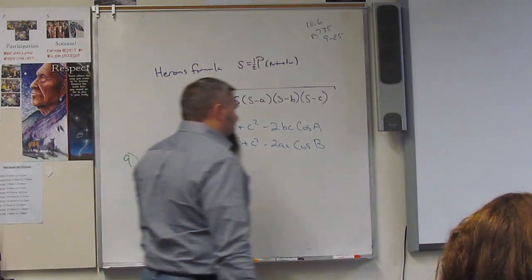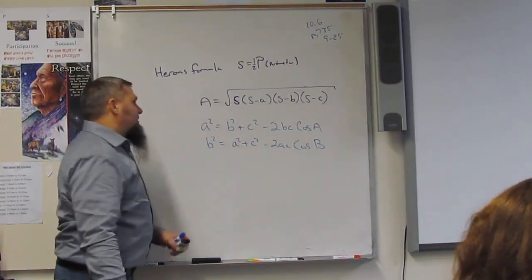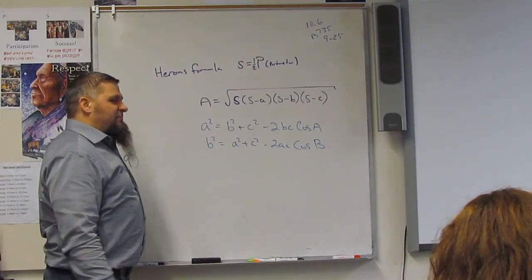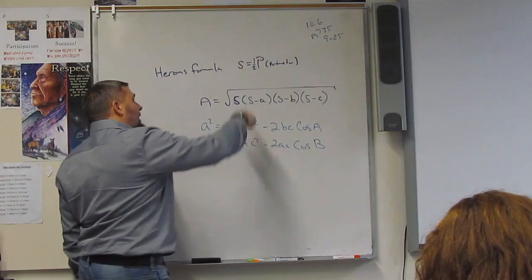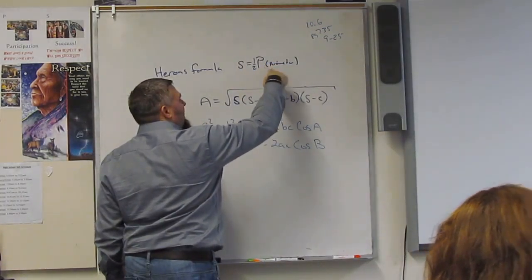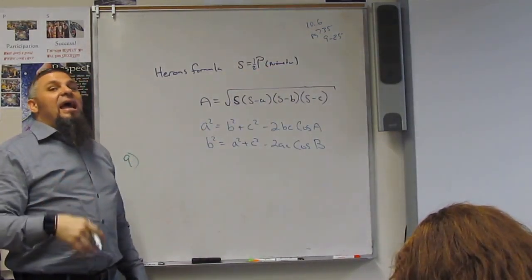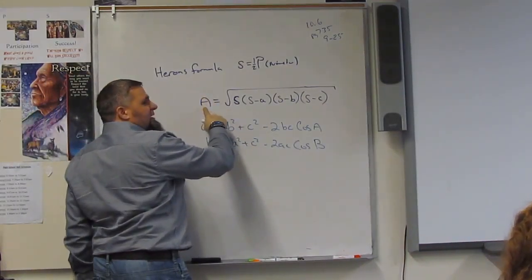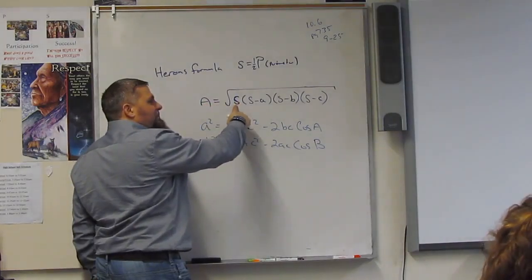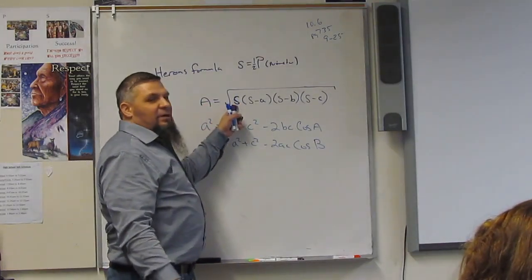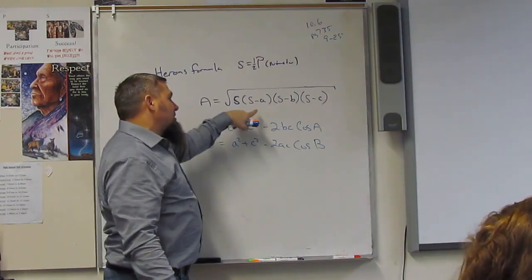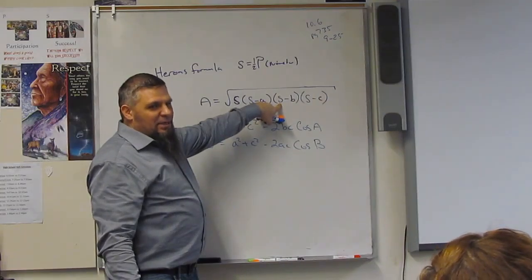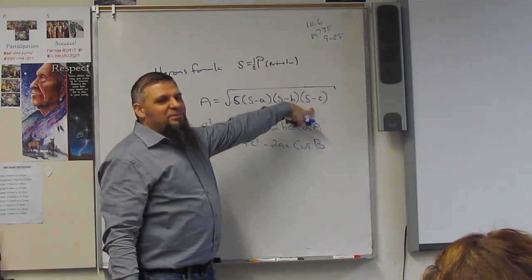So let's look at number 9. Oh, there's one other problem I wanted to talk about. So Heron's formula is a little bit complex, but pretty simple. S is basically half of the perimeter, right? And the Heron formula says that the area of a triangle is the square root of s times (s minus the first side) times (s minus the second side) times (s minus the third side).